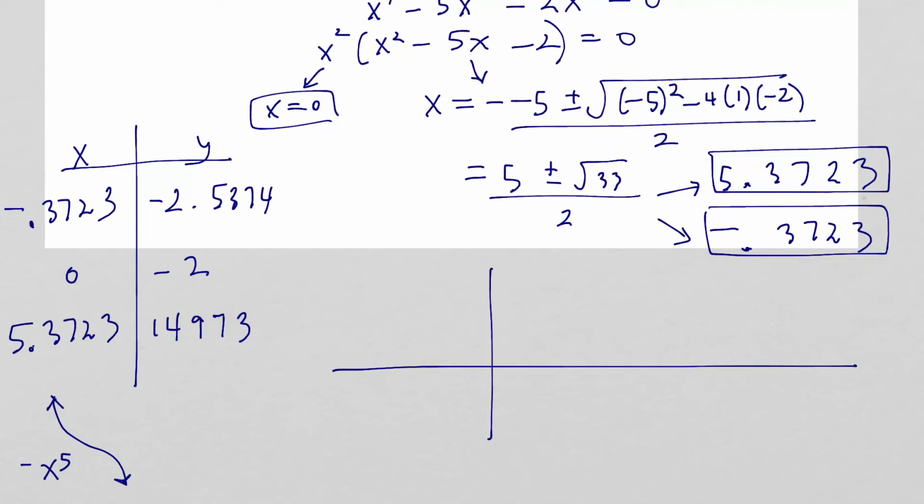I've got a negative, that would be my first point. Let's put it here. And then a 0, negative 2, I'm going up slightly to here. And then I've got 5.37 and some very large value. Let's just put it here to get an idea of what's going on. So if I put in my end behavior, I'd have to be going up and then down.